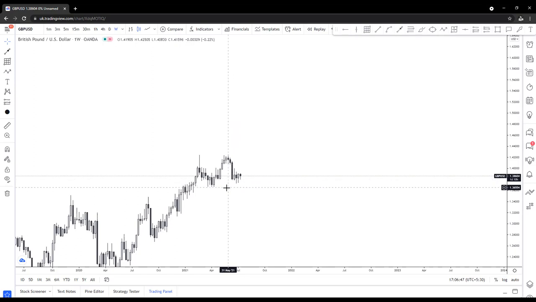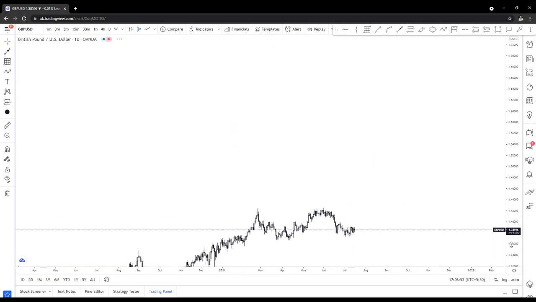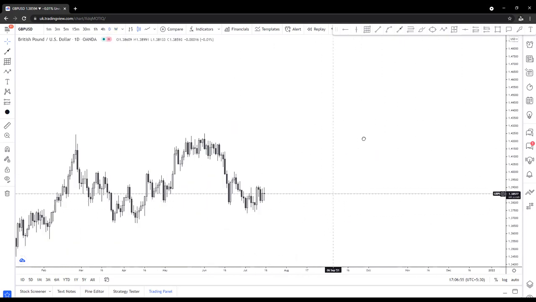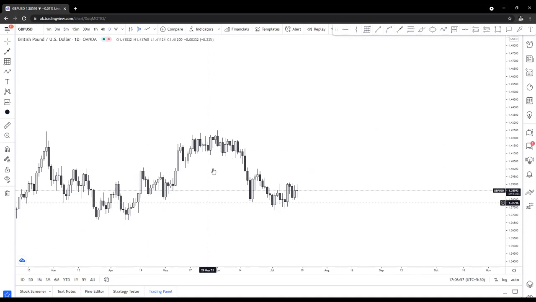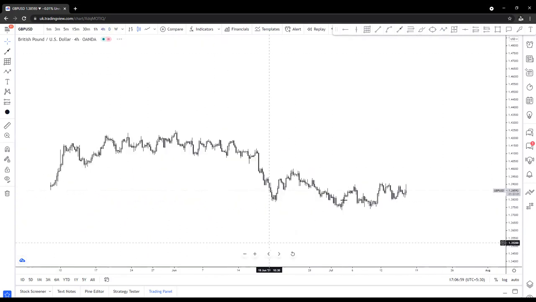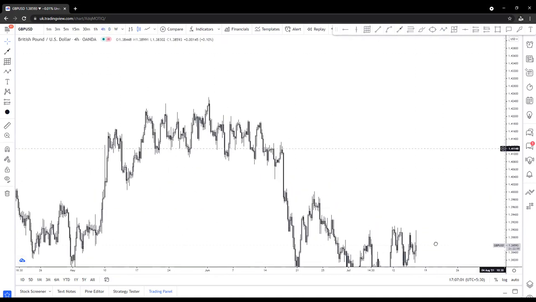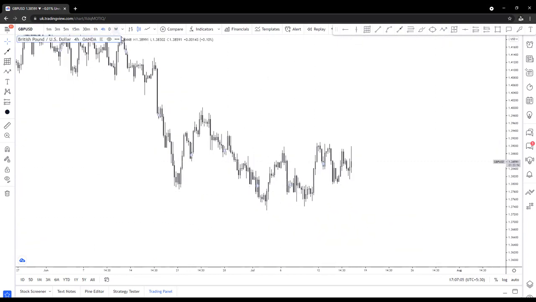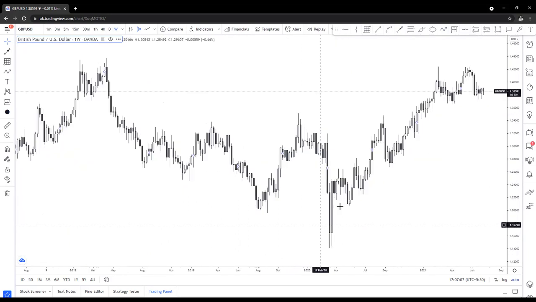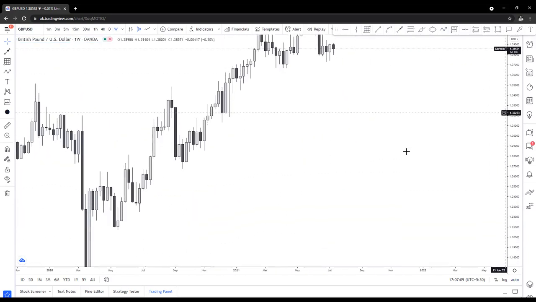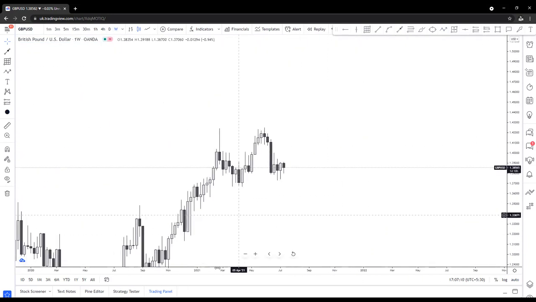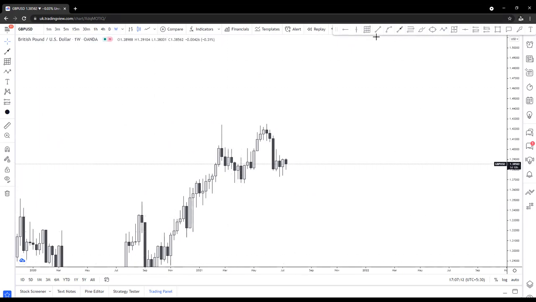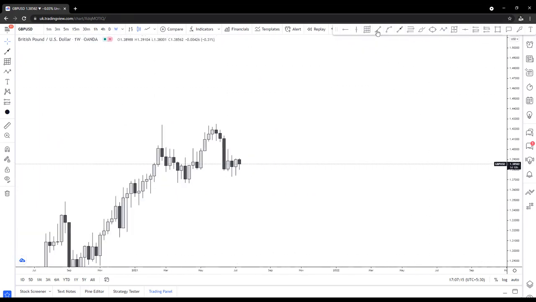So even though it's a wick on the weekly time frame, we could see candles closing below that on the daily or the 4 hour. We have multiple candle closes, which means it's a break of structure. I hope it's clear. So now, where are we on the weekly time frame? Price is in an uptrend.